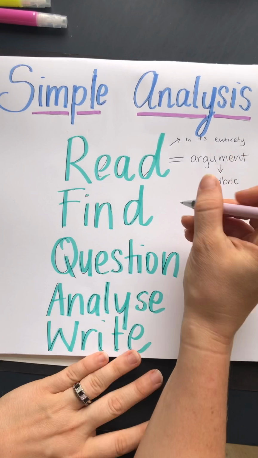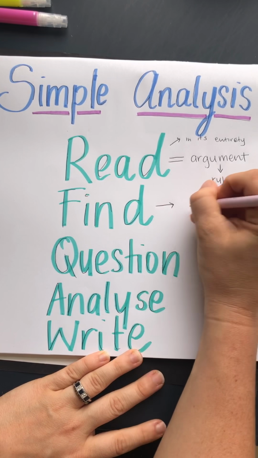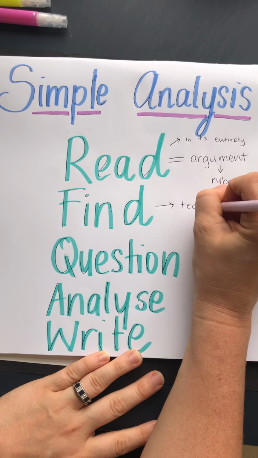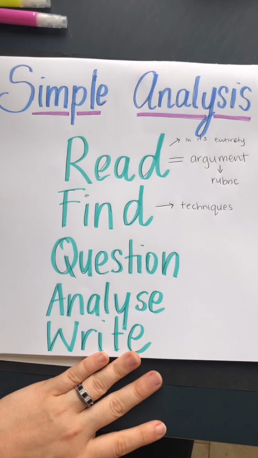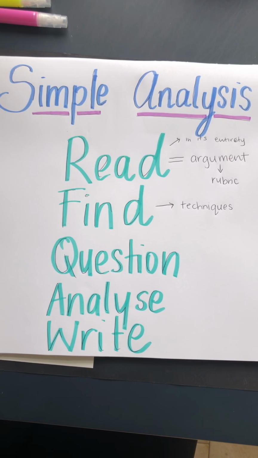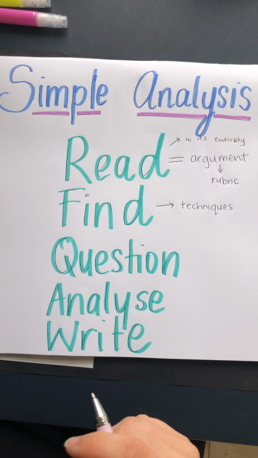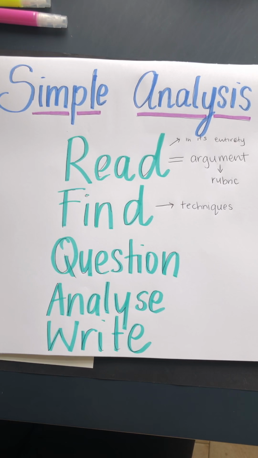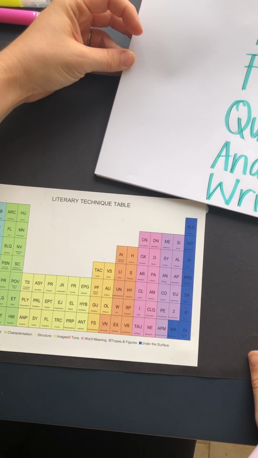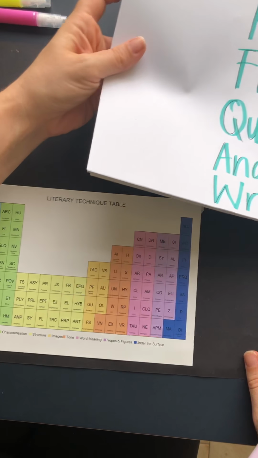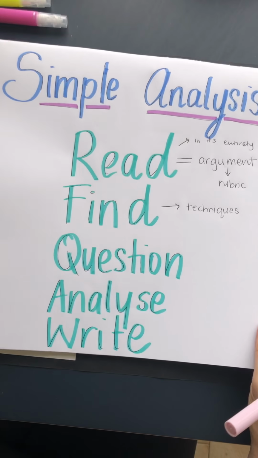The next thing you're going to do is you're going to try and find techniques. Now, this is probably one of the more concrete elements of the English course, actually having to name a technique and knowing that you've got the right one for starters and knowing what it does. When you are doing so, you can take out your trusty literary techniques table to help you out. If not, contact me and I'll send you one through.